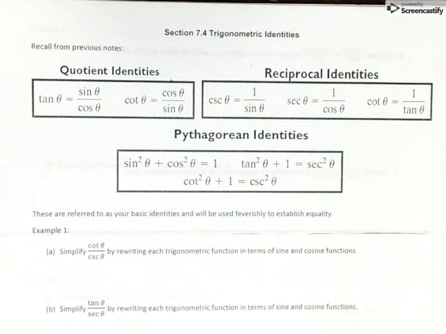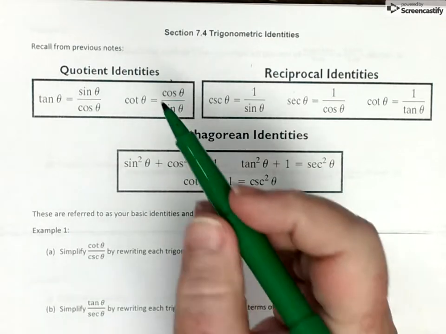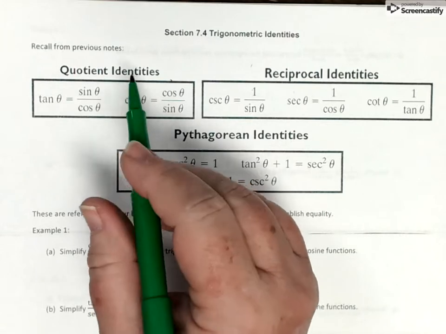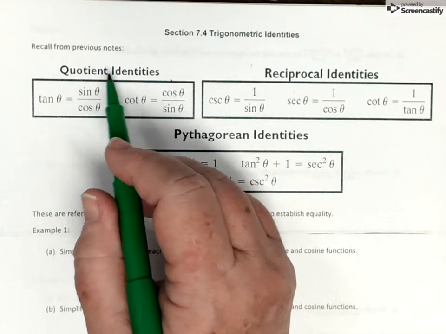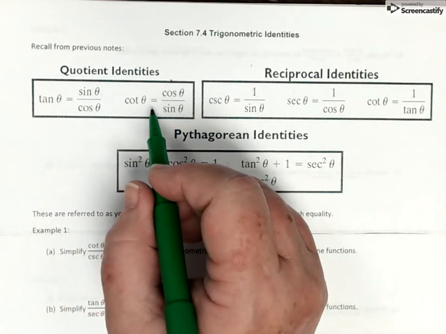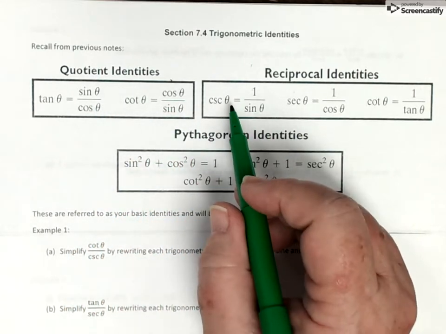So remember in our units previous to this one, we looked at several sets of identities. We had our quotient identities. These are in your cheat sheet, so you should be familiar with all of them. The quotient identities were tangent is equal to sine over cosine. Cotangent is cosine over sine.